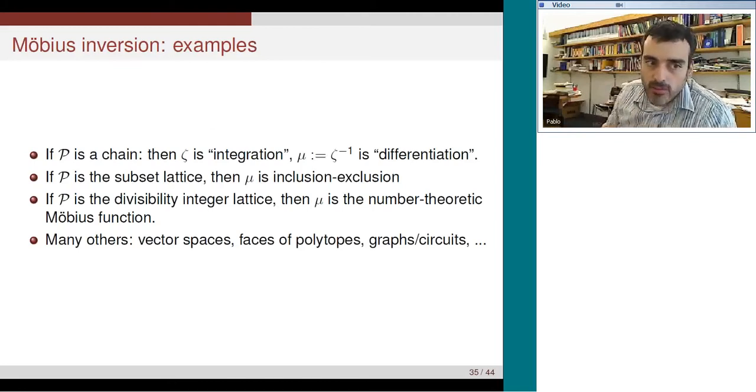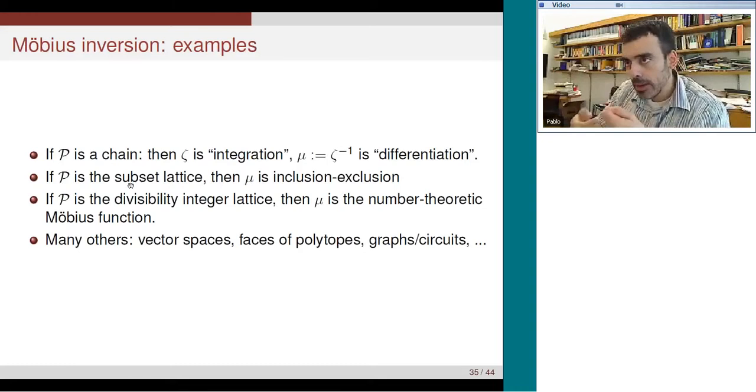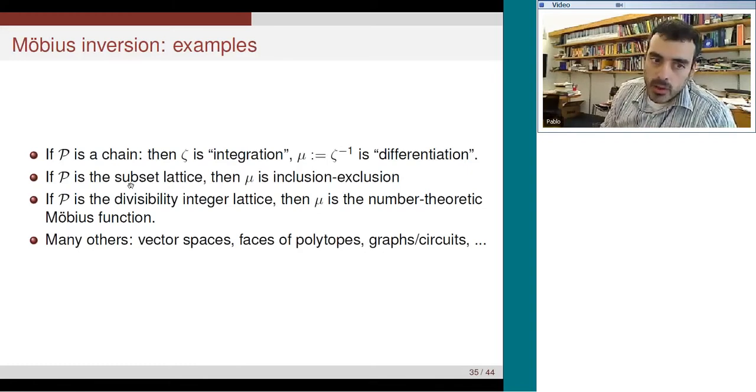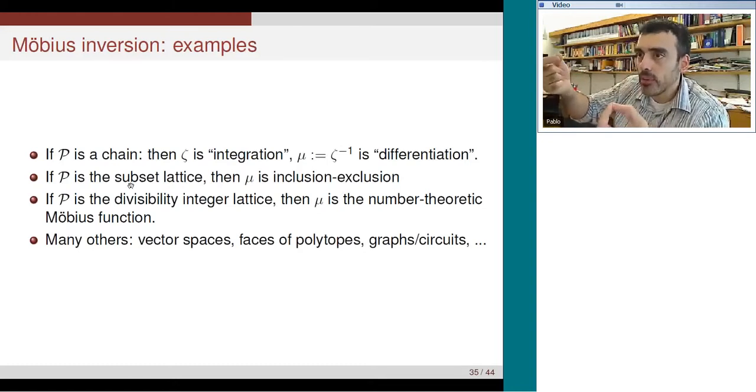So for instance, if my poset is a lattice of subsets, there's a natural partial order between subsets, given by the containment relationship, then mu is essentially doing inclusion-exclusion, the inclusion-exclusion formula on posets. Or you can also define a partial order on the integers. If you take an integer to be less than or equal to another integer if it's divisible, if I can divide one integer by another one, then I would say that this one is smaller than that.